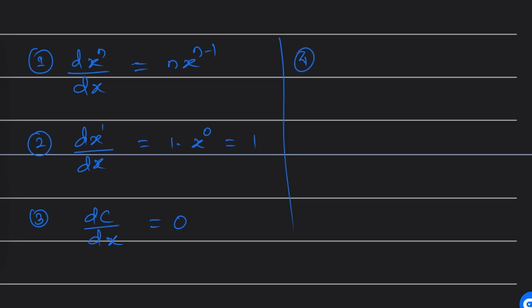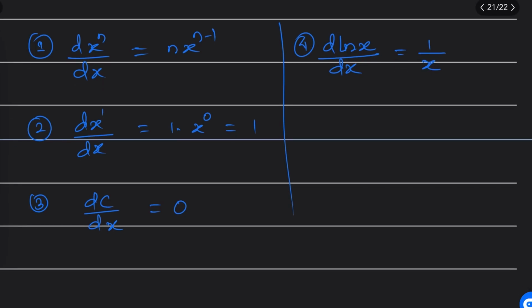Fourth formula is differentiation of ln x. You hope you understand what ln is, because I already discussed what the logarithm is. In log base e, we write ln, and log base 10 we simply say log. So the differentiation of ln x with respect to x is going to be 1 by x.